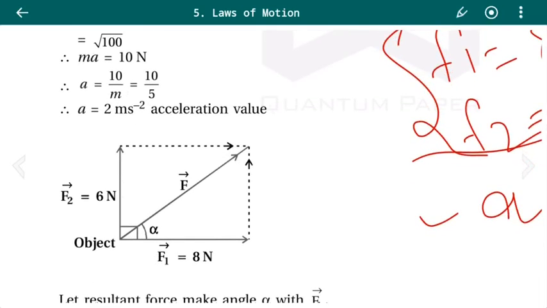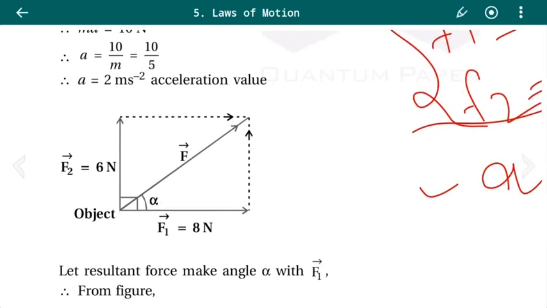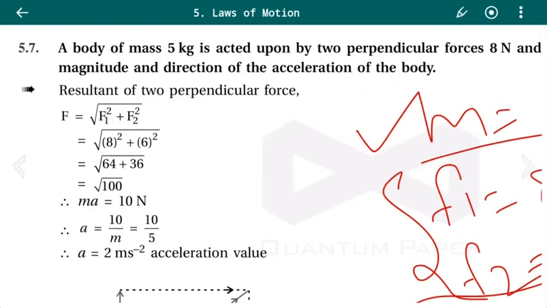because here you can see that one of the forces is along the x-axis, one of the forces is along the y-axis. So you can consider its components: force component along x-axis, force component along y-axis. So F1 square plus F2 square. Put the value of F1 and F2, we get under root 8 square plus 6 square, that is under root 64 plus 36, which is equal to under root 100. So F is equal to 10 Newton.